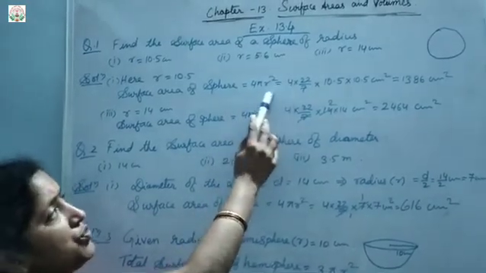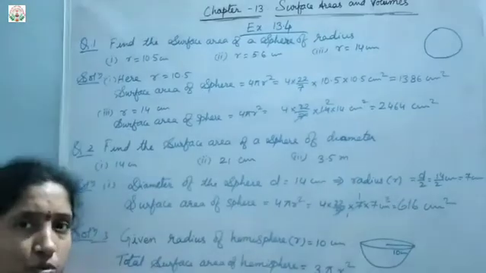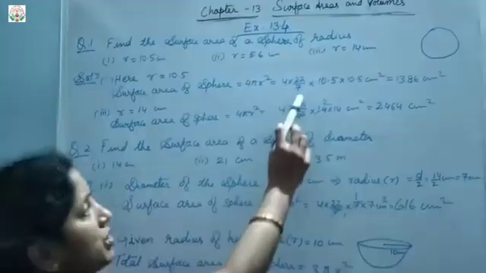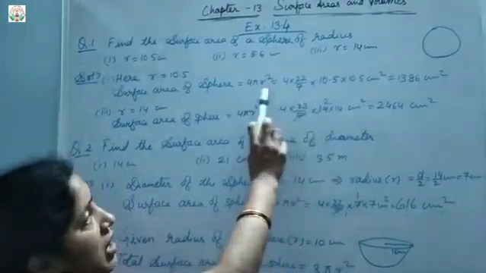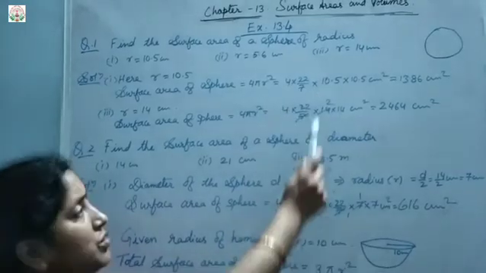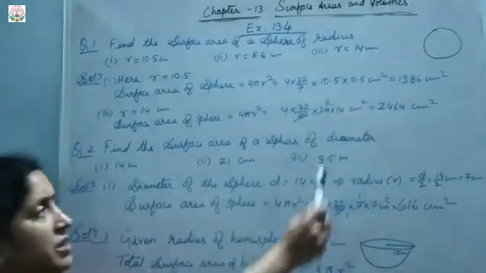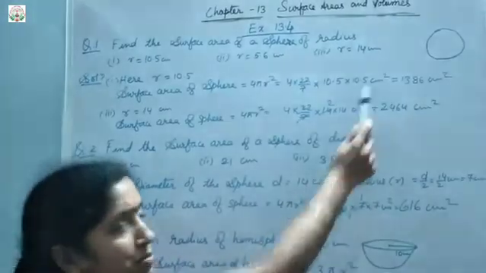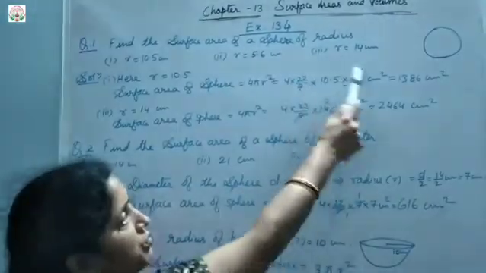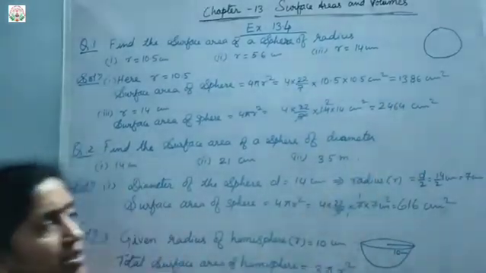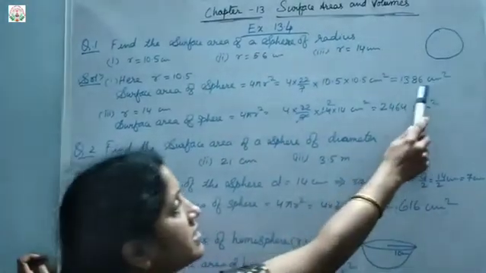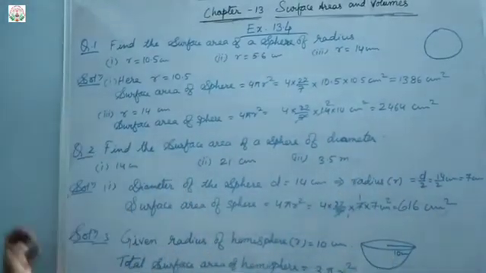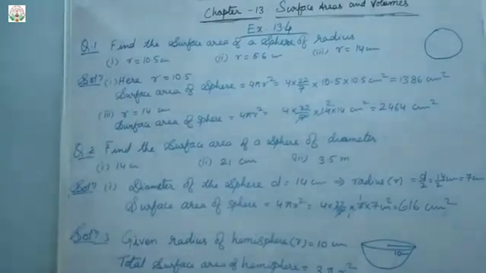So that equals 4 into pi value, which we know is 22 upon 7, into r, which is 10.5. So 10.5 into 10.5 cm square, because the unit will be unit square. On simplification of this, you will get 1386 cm square. So that is the surface area of the sphere.